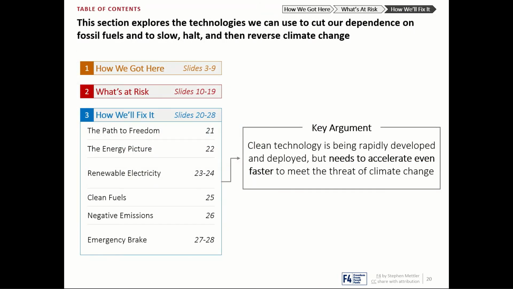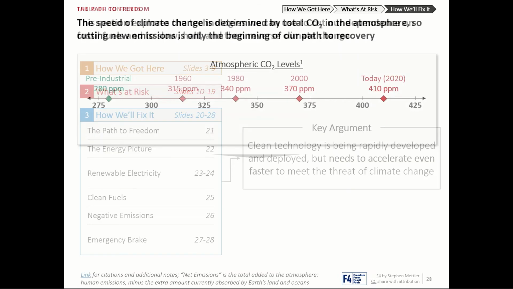Now, this section will cover which technologies we need to deploy to meet climate change. And these technologies are already accelerating really quickly, but we need to get them moving even faster if we're going to meet this threat in time.